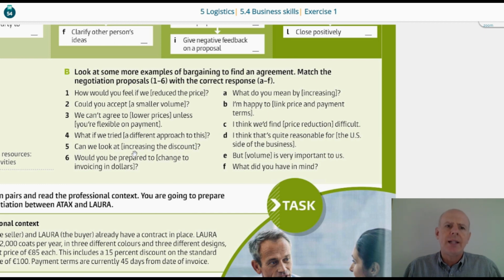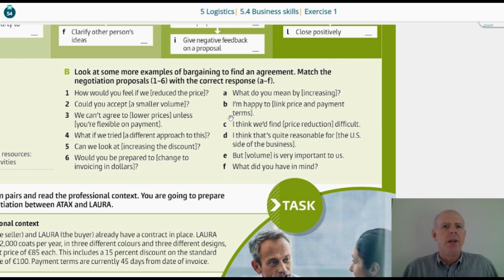Can we look at increasing the discount? Would you be prepared to change to invoicing in dollars? You see, would you be prepared to? Can we look at? These are very interesting sentences. You are inviting the other person to agree on something. And how to answer?